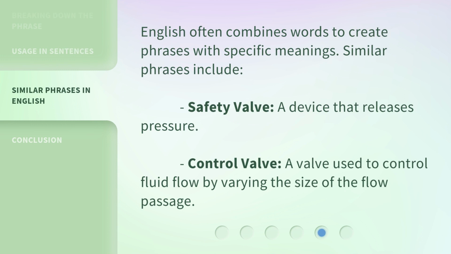English often combines words to create phrases with specific meanings. Similar phrases include safety valve, a device that releases pressure; control valve, a valve used to control fluid flow by varying the size of the flow passage.